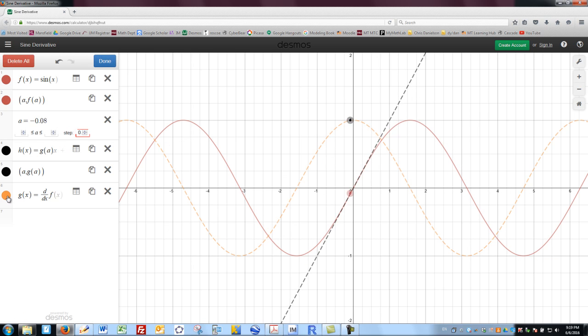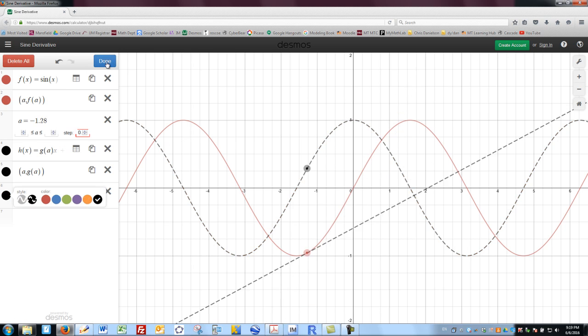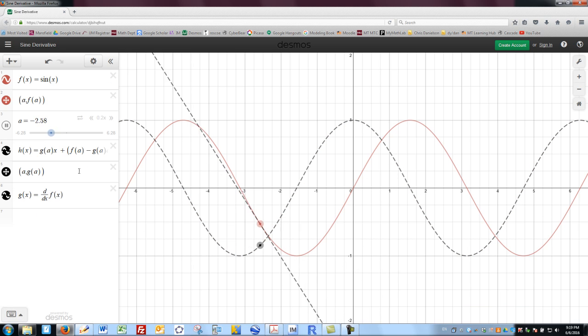I'm going to make it black. And we can see that the derivative of the function looks a heck of a lot like the function itself. It's cyclic. It oscillates between values of -1 and 1, passing through 0 at the peaks and valleys of the red function. And so you might think to yourself, well, that looks like another trigonometric function, and indeed it is.